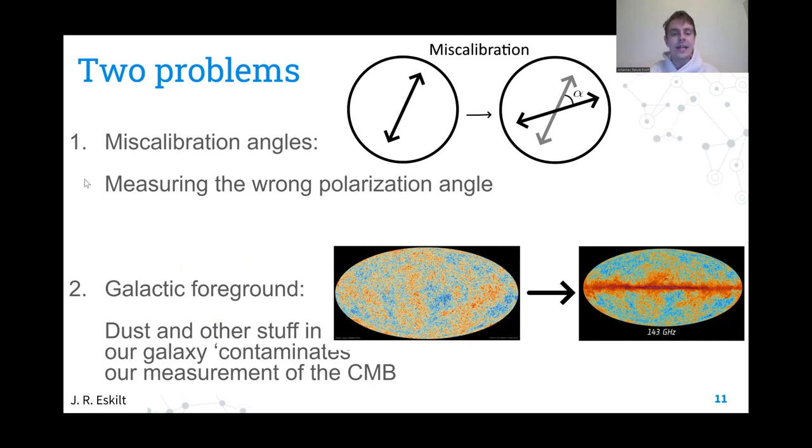And the other problem is the galactic foreground. We CMB people want to look at the CMB, but instead we are stuck with the Milky Way in the middle here. And it's dust emission and synchrotron emission that's bothersome for cosmic birefringence analysis.